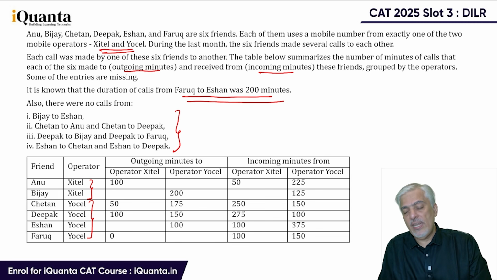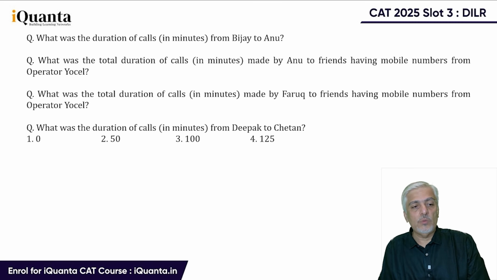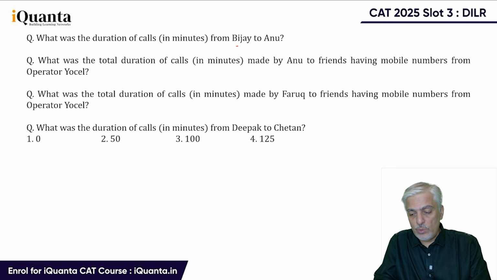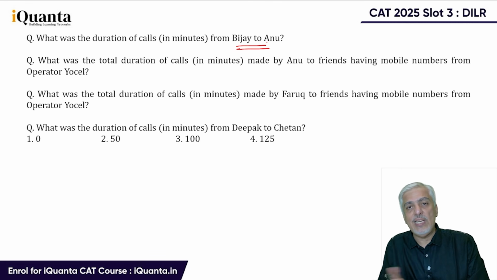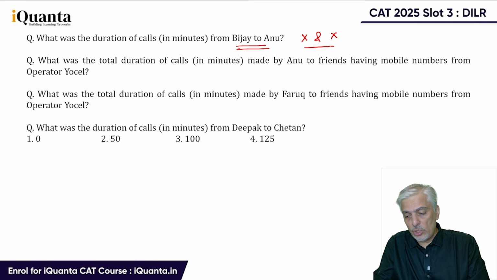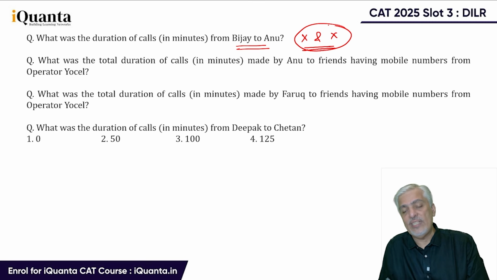I think if this set was done smartly, this was the set which could have been done fastest. Pay attention why. What was the duration of call in minutes from B to A? So for how many minutes did B call A? Remember, this was between X and X only. So this I thought should have been easy because there was very little data I had to look for in this part.